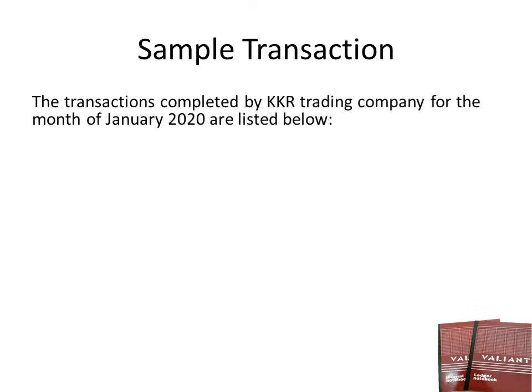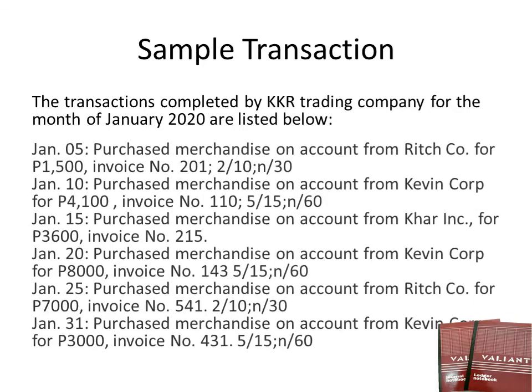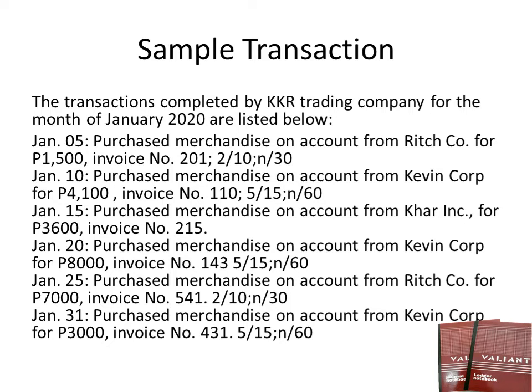Okay? So let's see. So we have now our sample transaction. The transactions completed by KKR Trading Company for the month of January 2020 are listed below. So on January 5, purchase merchandise on account from Rich Company for 1.5, invoice number 201, term 2% discount if KKR will pay in 10 days and no more discount if they pay on the 11th day up to 30 days. So this is the particular. So this is the term of payment, the 2 over 10 and N over 30.